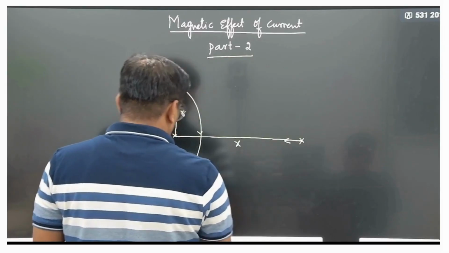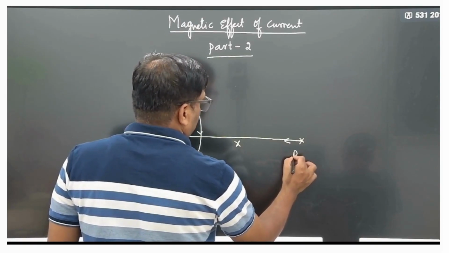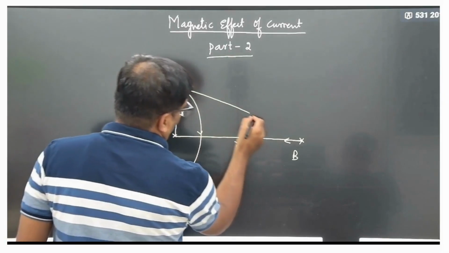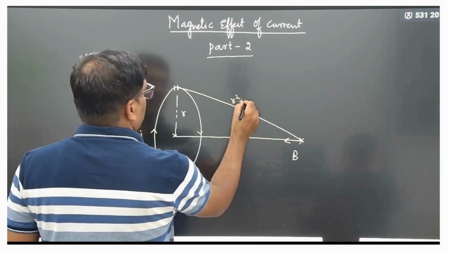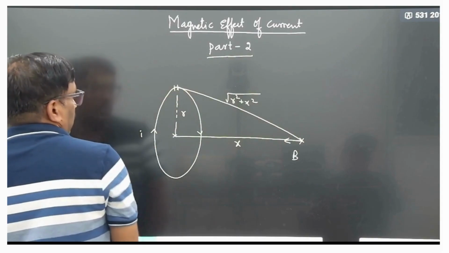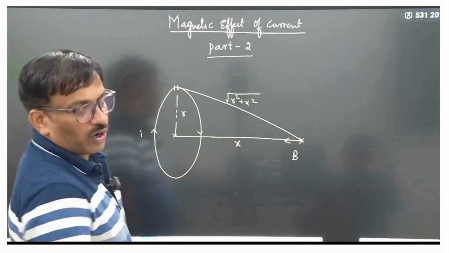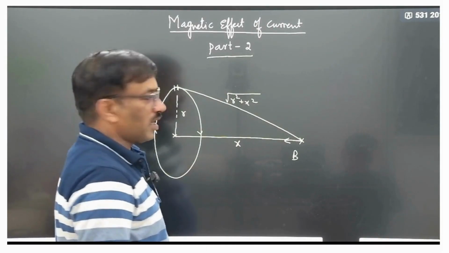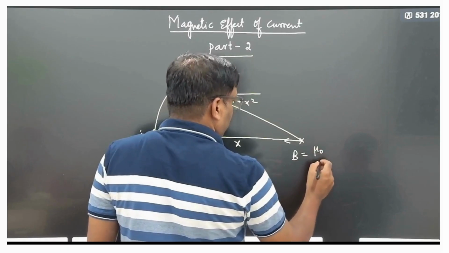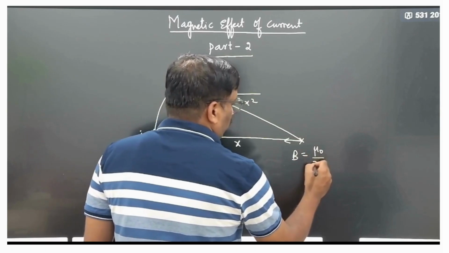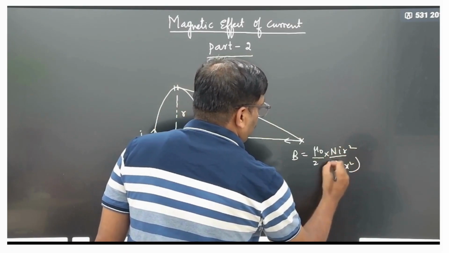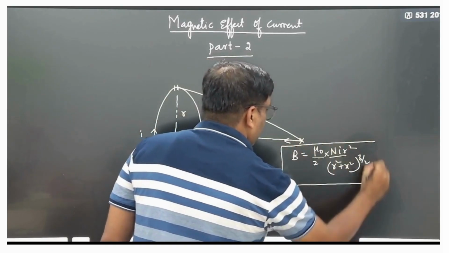So what will be the magnetic field here? By using the Biot-Savart law, we can calculate the magnetic field at this point, using root of r square plus x square. I am not going to derive this; we can see the derivation in the board classes. The magnetic field is equal to mu naught by 2 into n I r square by r square plus x square to the power of 3 by 2. This is your magnetic field at this distance.